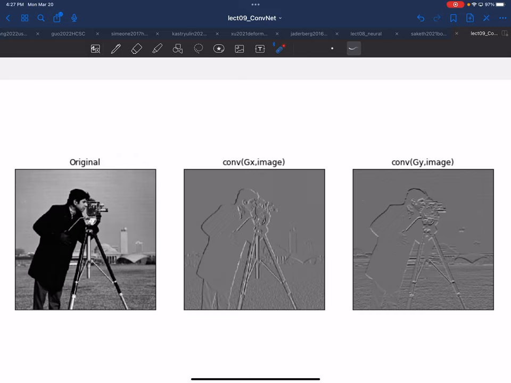On the other hand, we have some horizontal edges, like here, that are invisible to this filter, but are clearly present in that filter's output. And then we have diagonal ones, which you can see in both filters. Okay, so it's a simple edge detector. Any questions so far?